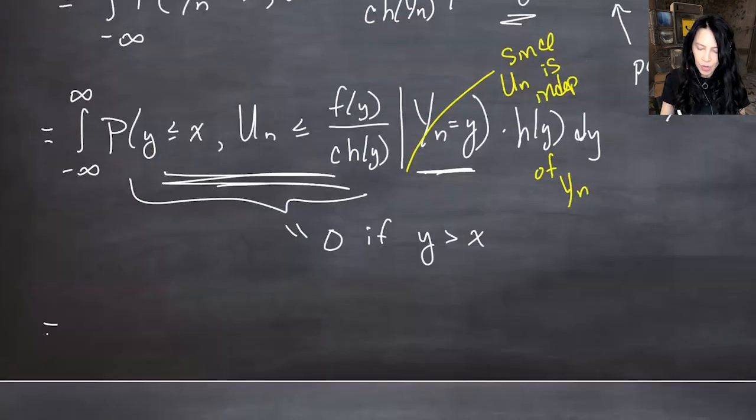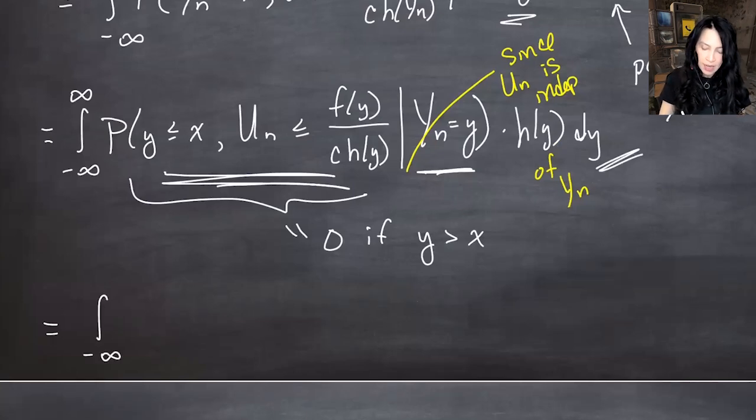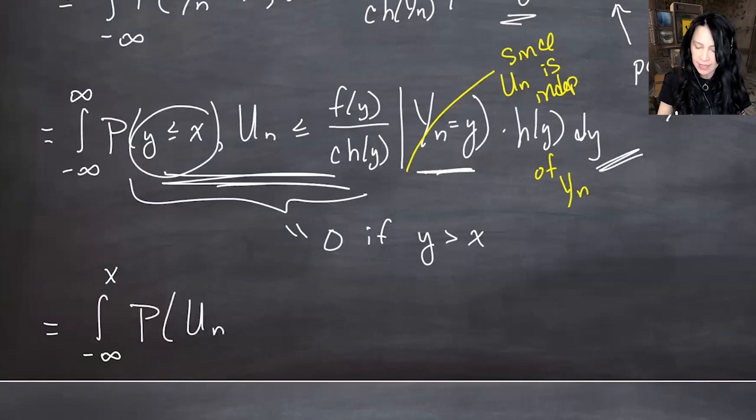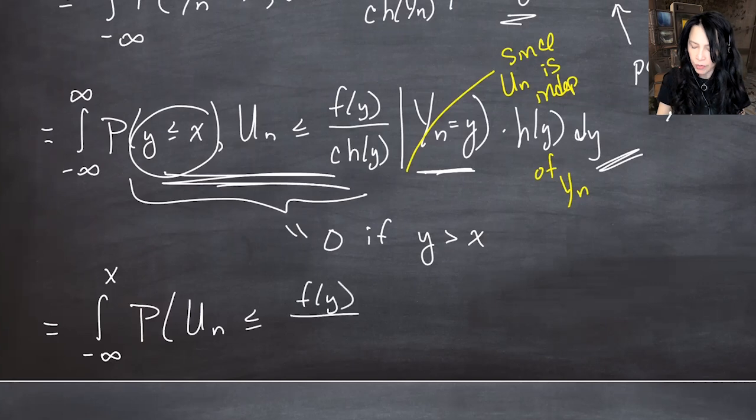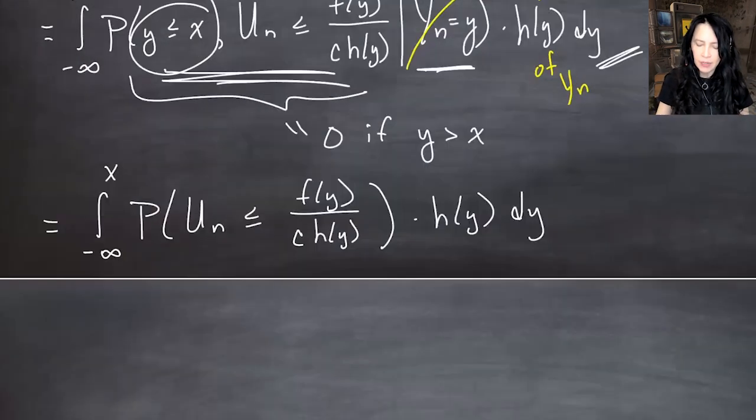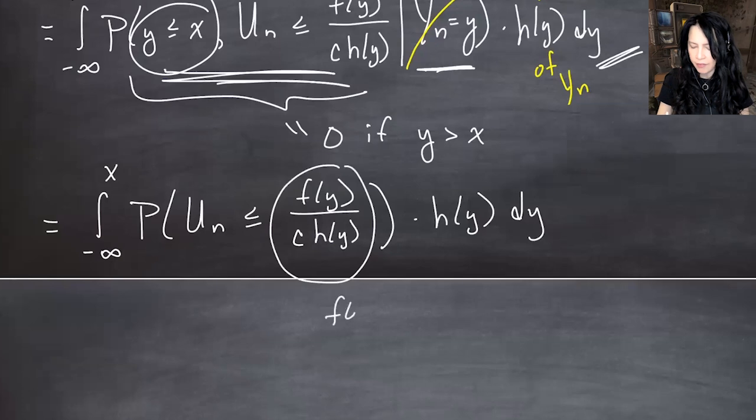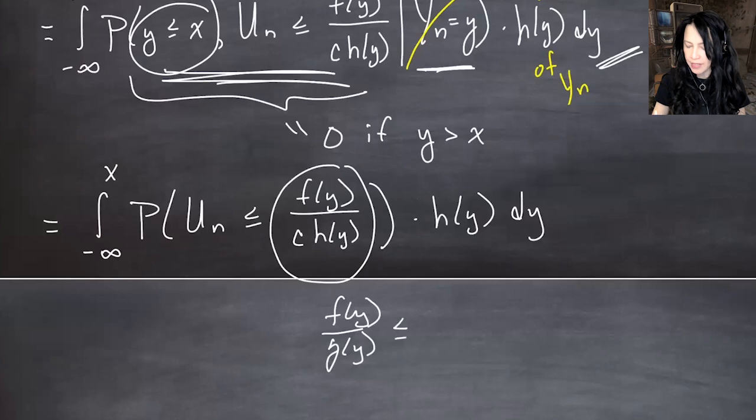But if y is less than x, so we are integrating over y, so we'll go from minus infinity up to x. Then in that region, this is always true. And we're just talking about the probability that u_n is less than or equal to f of y over c h of y times h of y dy. This number is the same thing as f of y over g of y. And by design, because g was an upper bound on f, this is less than or equal to 1. And this is a uniform 0, 1.